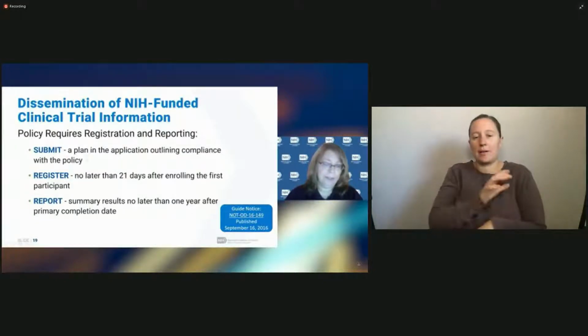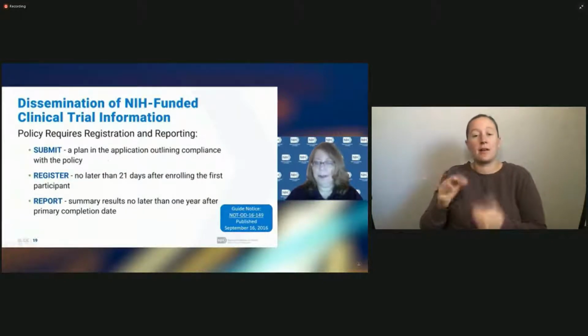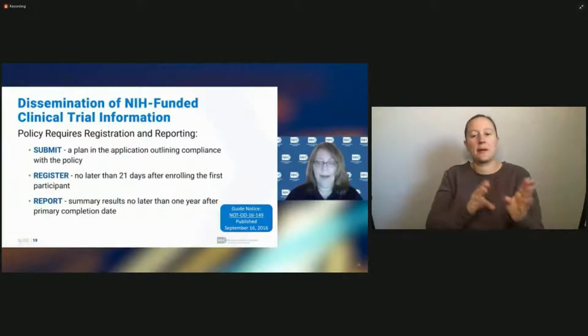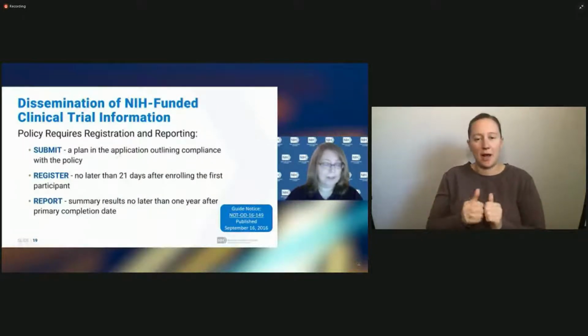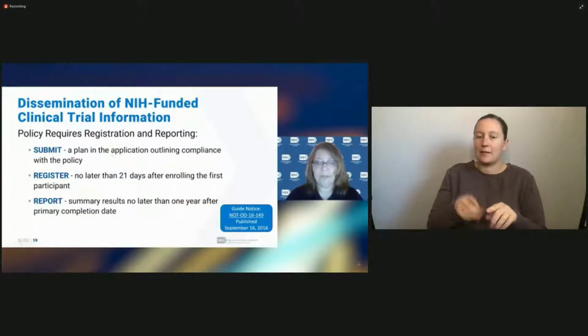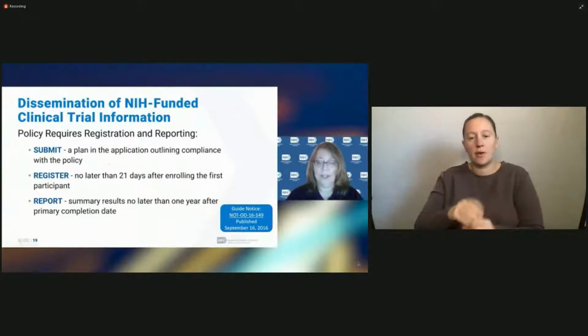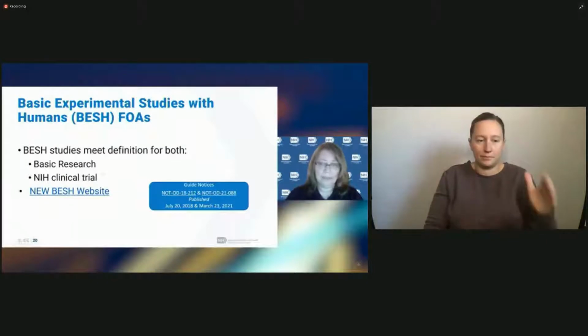In order to be compliant, you'll have to submit a plan in your application outlining how you're going to be compliant with the policy. You'll have to register your study no later than 21 days after enrolling the first participant. And the summary results will have to be reported no later than 1 year after the primary completion date of the study.